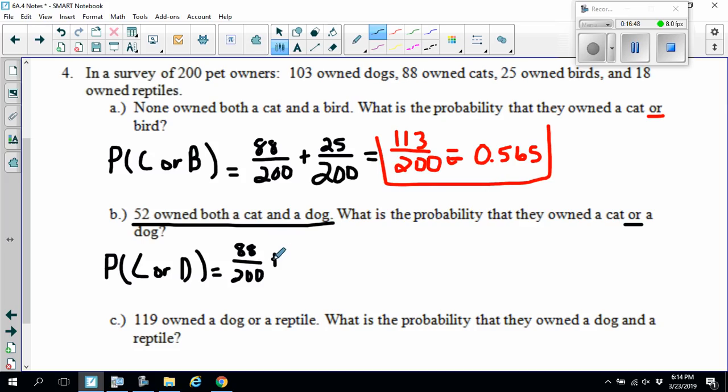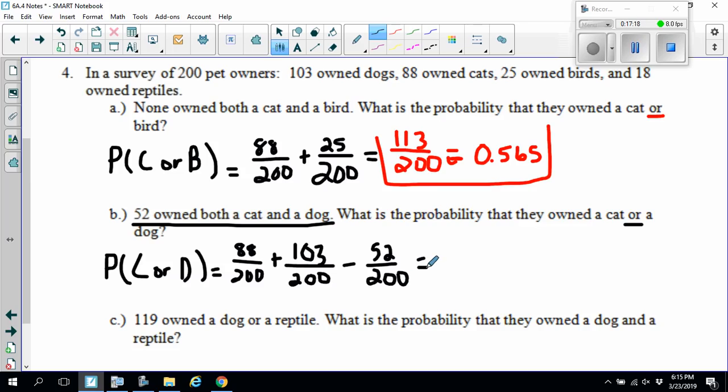Then we add the probability that someone owned a dog. So we do need to go back up. It says 103 owned a dog. And now we want to subtract the double, because we don't want to count everything twice. So now we subtract the probability that someone owned a cat and a dog, which they told us in this case is 52. And it's still over the same amount of those that were surveyed, so that's going to be 200.